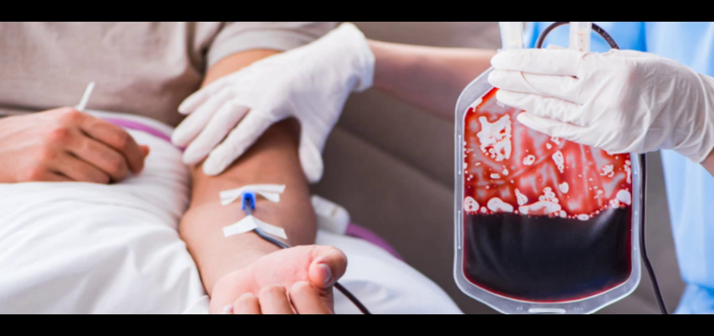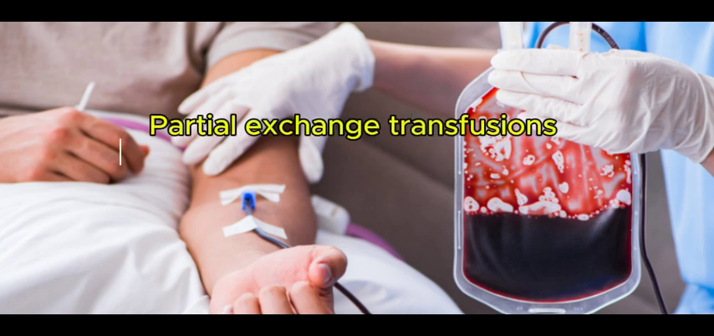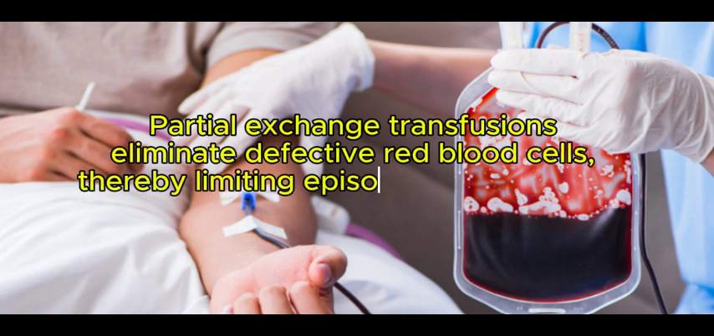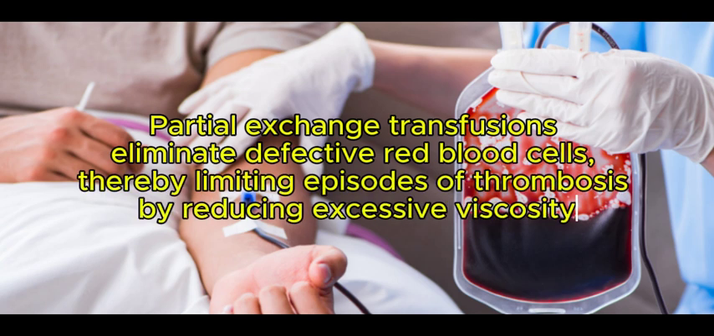Partial exchange transfusion, erythrocytapheresis, eliminates defective red blood cells, thereby limiting the episodes of thrombosis by reducing excessive viscosity. In case of iron overload, a treatment is carried out to reduce its concentration, as in thalassemia, which keeps the ferritin concentration at less than 2000 nanograms per milliliter.